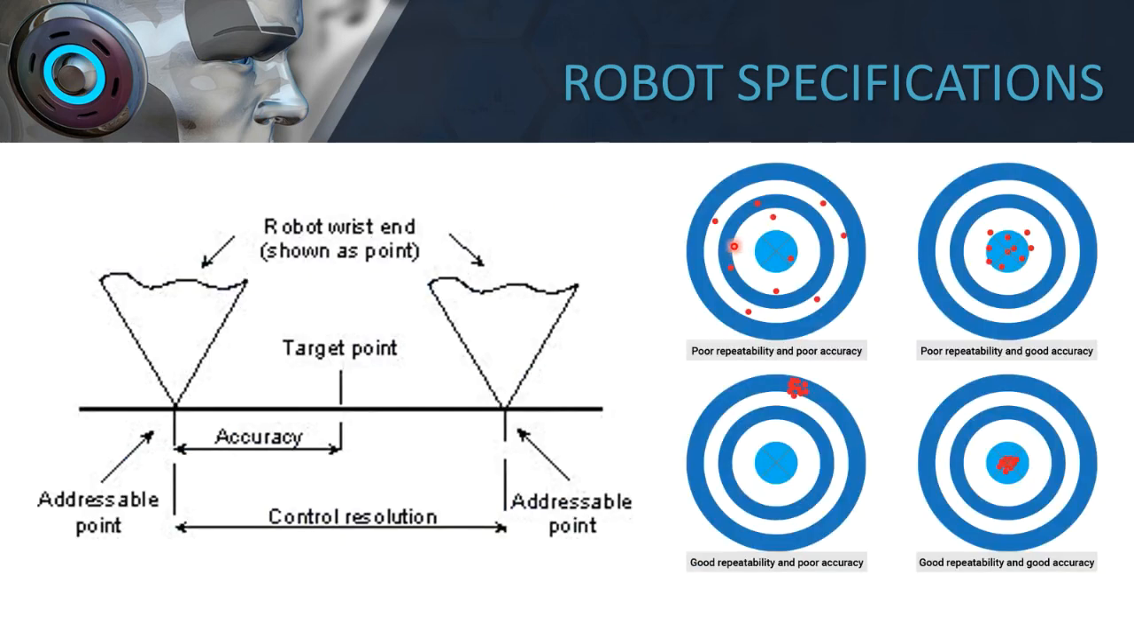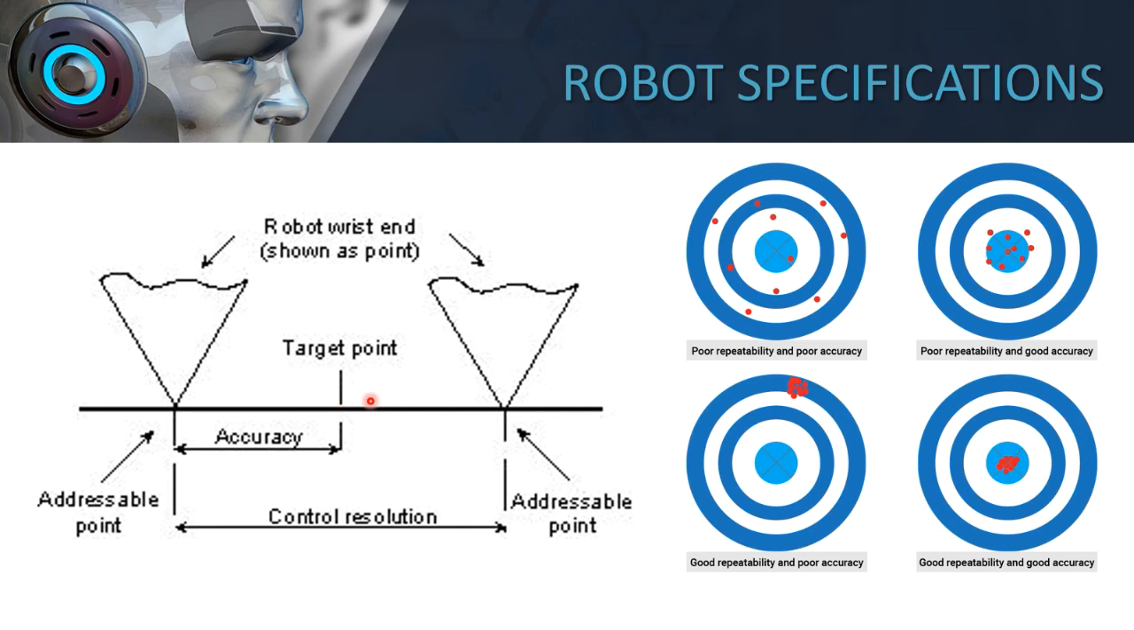This image will show you the accuracy of the robot. We have seen this image before for the control resolution, and the same thing you can understand for accuracy as well. This is the wrist end. From this point it has to reach the target point. If it does not reach the target point, then you say accuracy is not there.